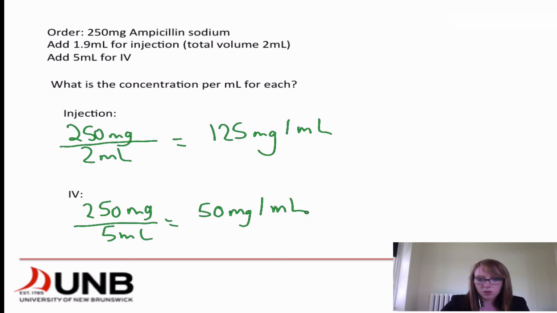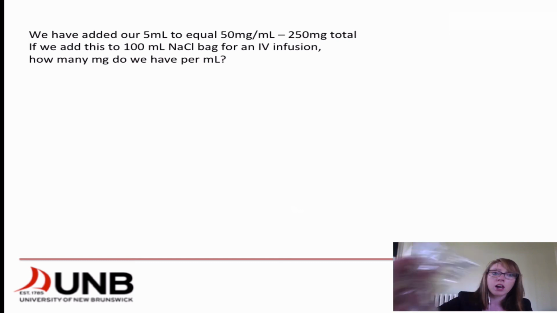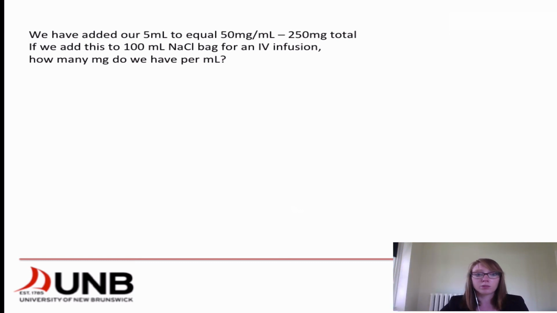Okay, so next up, we've added our 5 mils to equal our 50 milligrams per mil, 250 milligrams total within that 5 mil vial. So if we add this to a 100 ml bag, because we're going to be giving it IV, we want to know how many milligrams we have per ml within that. So what you have to keep in mind is that we're adding 5 mils of a solution to this bag. So the total amount of mils is going to be 100 plus 5, which is 105. That's how many mils are going to be within this bag.